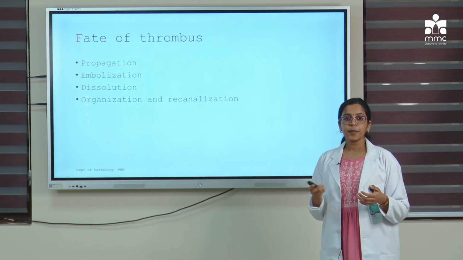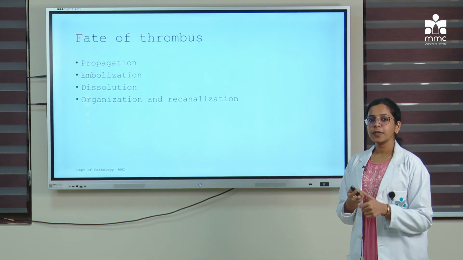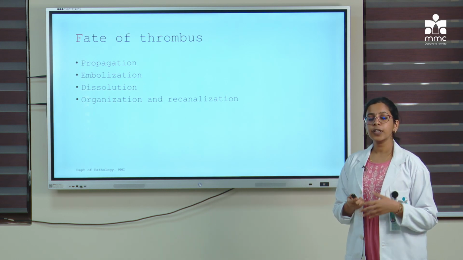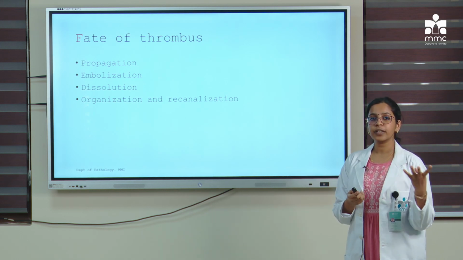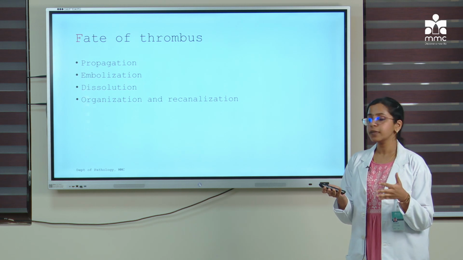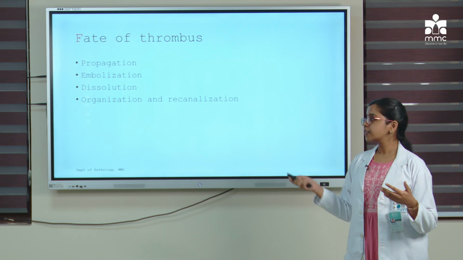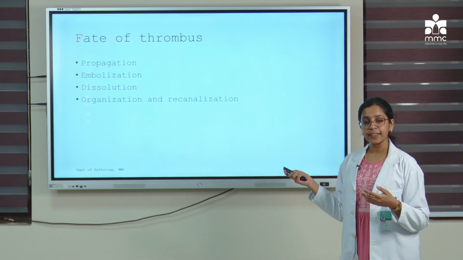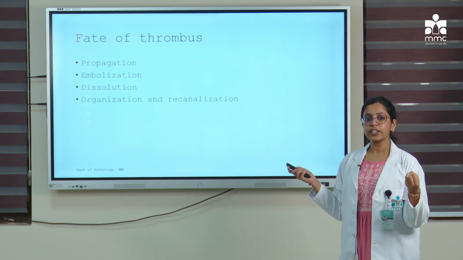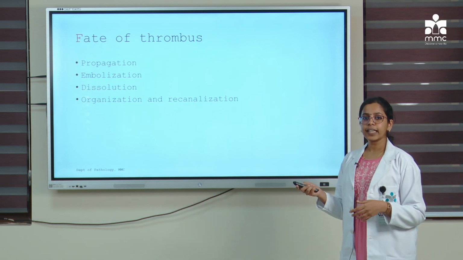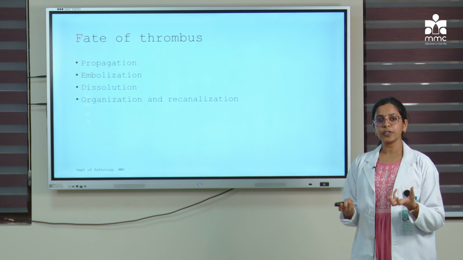So we discussed the definition of thrombus and different types of thrombus. And the last one is the fate of a thrombus. A thrombus which is formed can undergo four different mechanisms, which are the sequelae of the thrombus. Either it can propagate, it can keep on developing, which is called propagation. The next one is embolization: a small portion of it can get detached and go to different areas. Or what can happen is dissolution, complete dissolution of the thrombus.